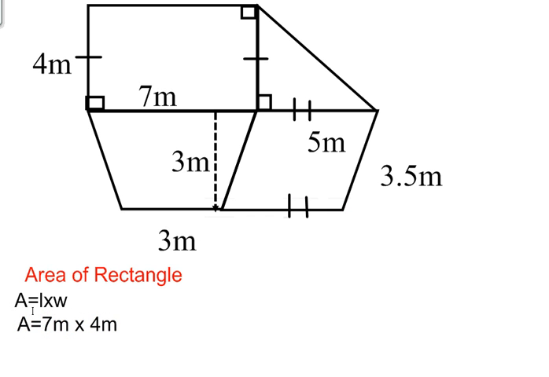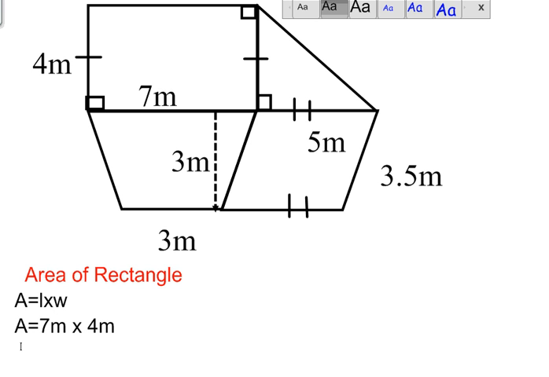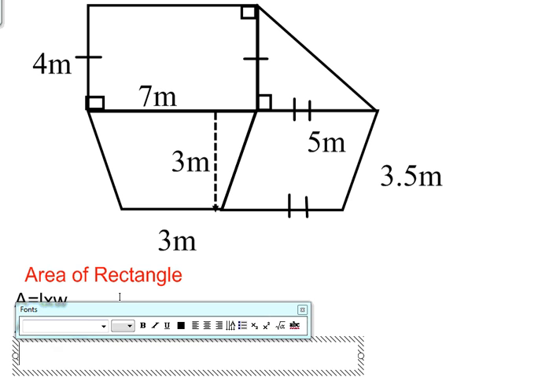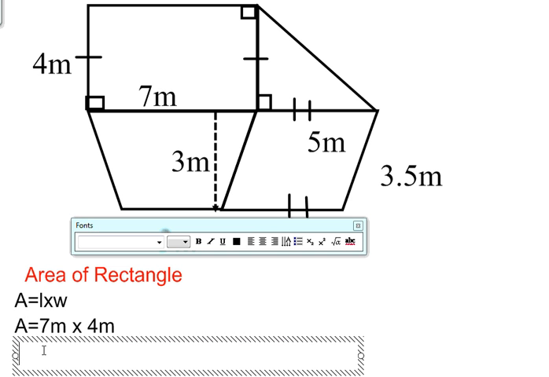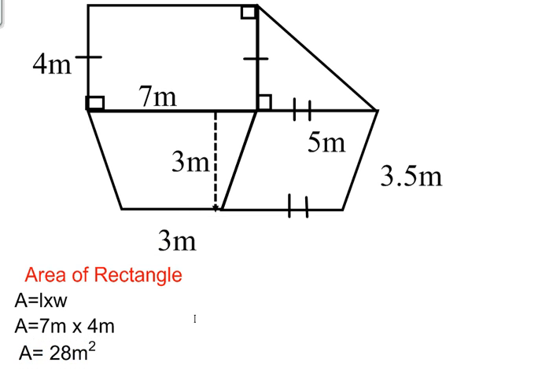Okay. And also always remember that we want to keep things lined up. We know what 7 times 4 is. 7 times 4 is 28, so we can easily solve this. Area equals 28 meters squared. All right, so we know the area of the rectangle. That one's pretty easy. Let's figure out the area of the triangle.